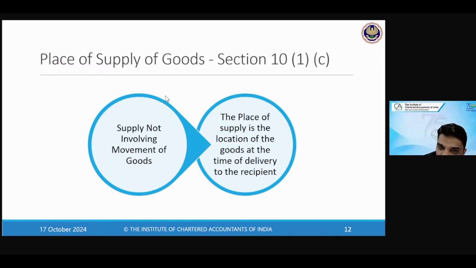Goods are in possession, not in ownership. Very true. And now the ownership is getting transferred. So the place of supply will be the place where the goods are actually located.